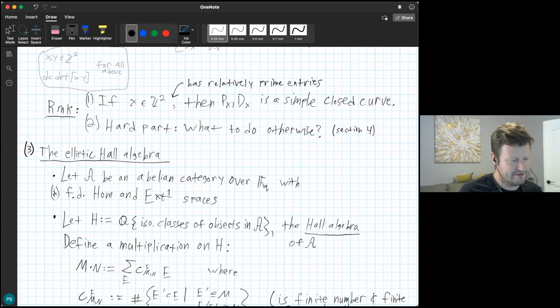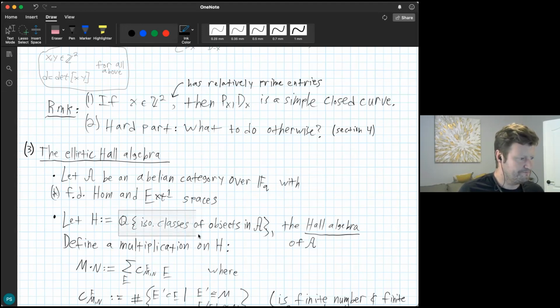You can do some more general things, but I'll stick with this case because it's all that I need. And we need some finiteness assumptions. So we'll assume that Hom spaces and Ext^1 spaces are finite dimensional. In this case, we can define an algebra. It's an algebra over Q, and it has a basis given by isomorphism classes of objects.